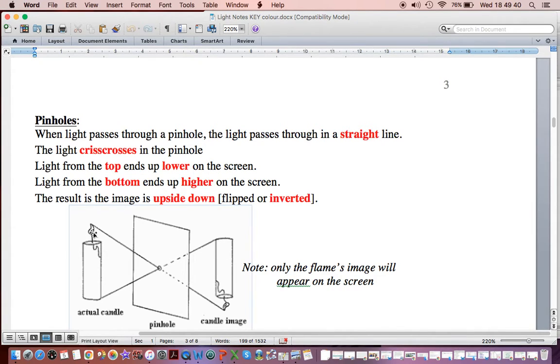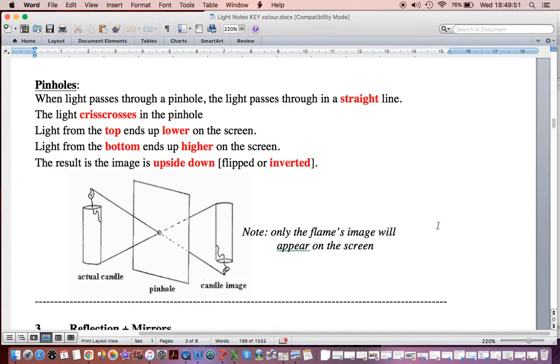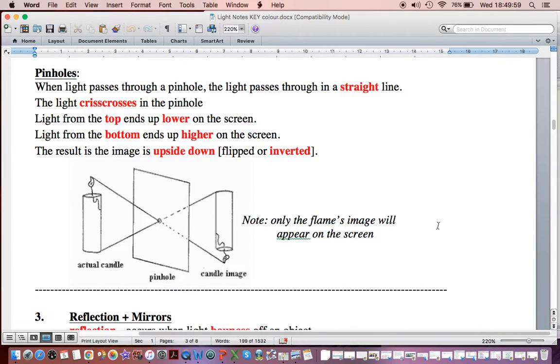Now, for what we did, it would just be the flame that's coming through like this. We would only get the flame's image on our screen. That's why it says that here. And it used to be 20 some odd years ago, we actually did labs where we did pinhole photography, but I think that's moved over to another class where they will go and take pictures with pinhole cameras.